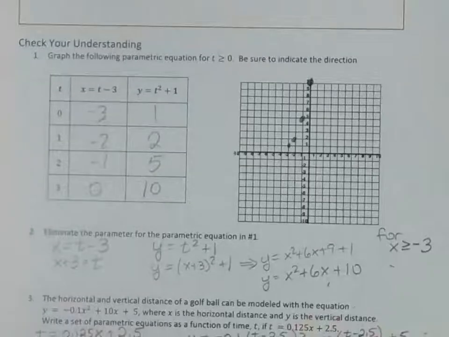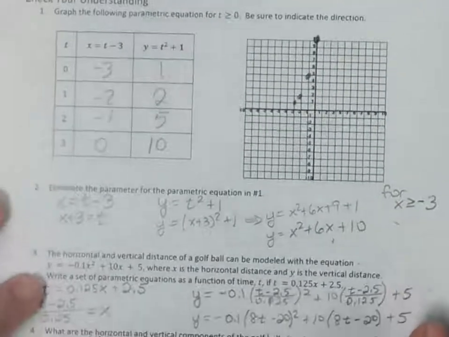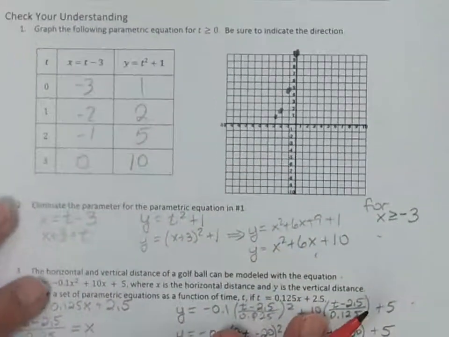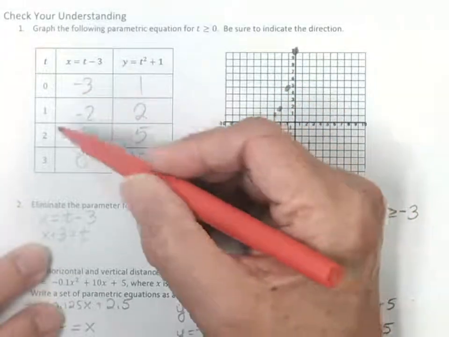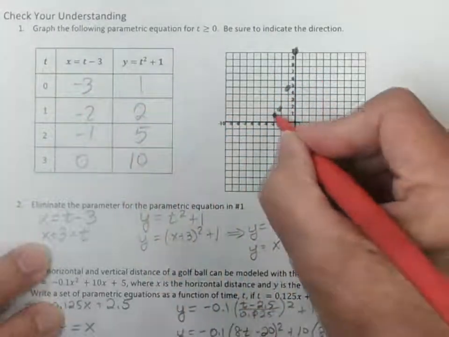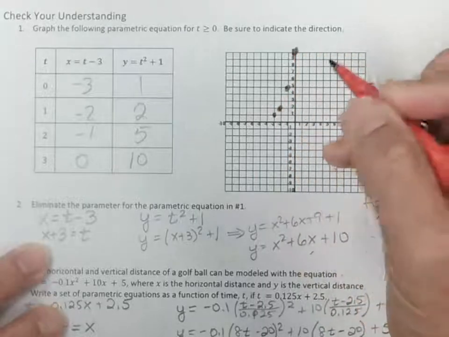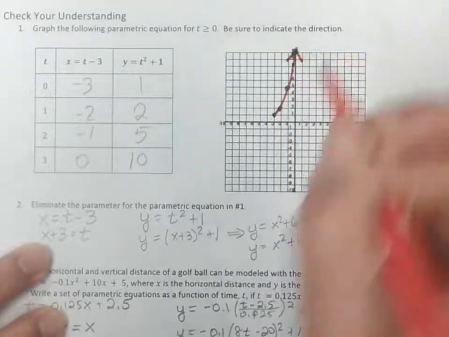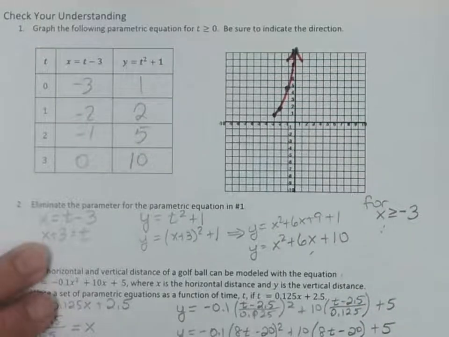Okay, hopefully you've had a chance to do this. I want to make sure you understand how these work. So again, I'm giving you a couple of equations here, and we are going to plot them. So I put in the values for time, and here are my points. Sorry, they're not very clear. And I want to connect those. And again, I show the direction that this is moving.